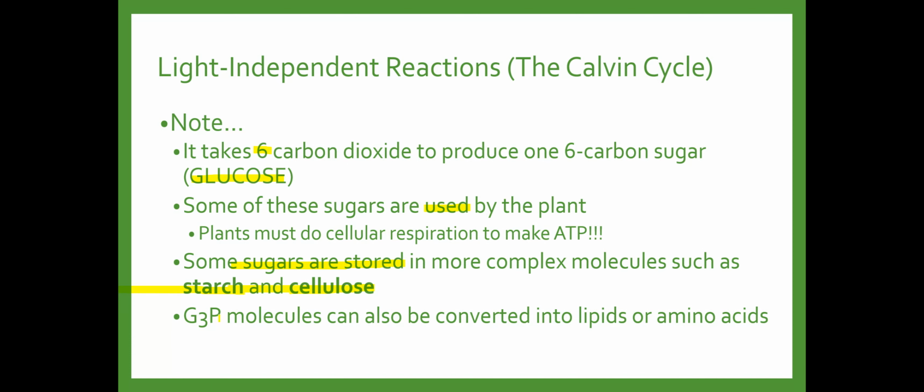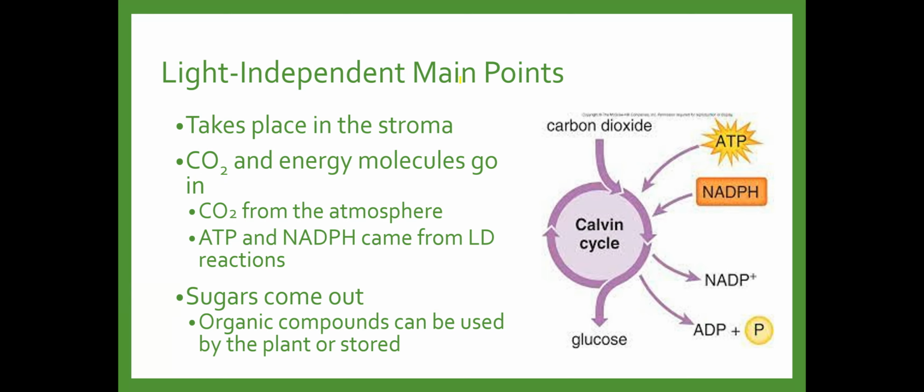Now, in addition to that, that G3P, remember that glucose is not our only energy source. Those G3Ps could also be used to make lipids, and they could also be used to make amino acids. But kind of like with cellular respiration, the main molecule that is made is going to be glucose. So here's our main points, okay?